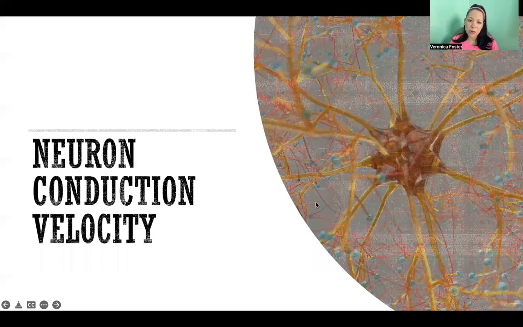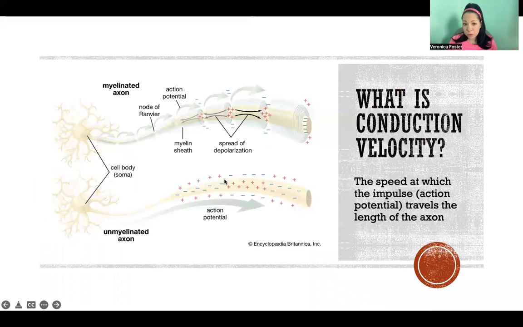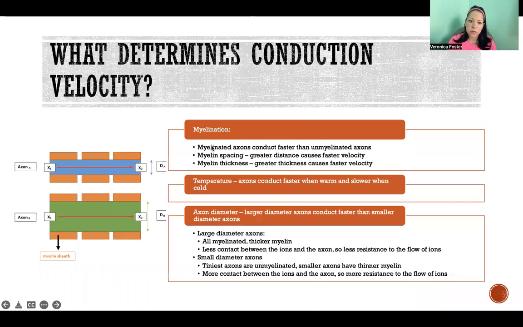Hello, in this video, I'm going to talk about neuron conduction velocity. So to start, what is conduction velocity? We are referring to the speed at which the impulse, or also called the action potential, travels along the length of the axon of a neuron. There are several different variables that determine how fast that impulse is traveling along the neuron.